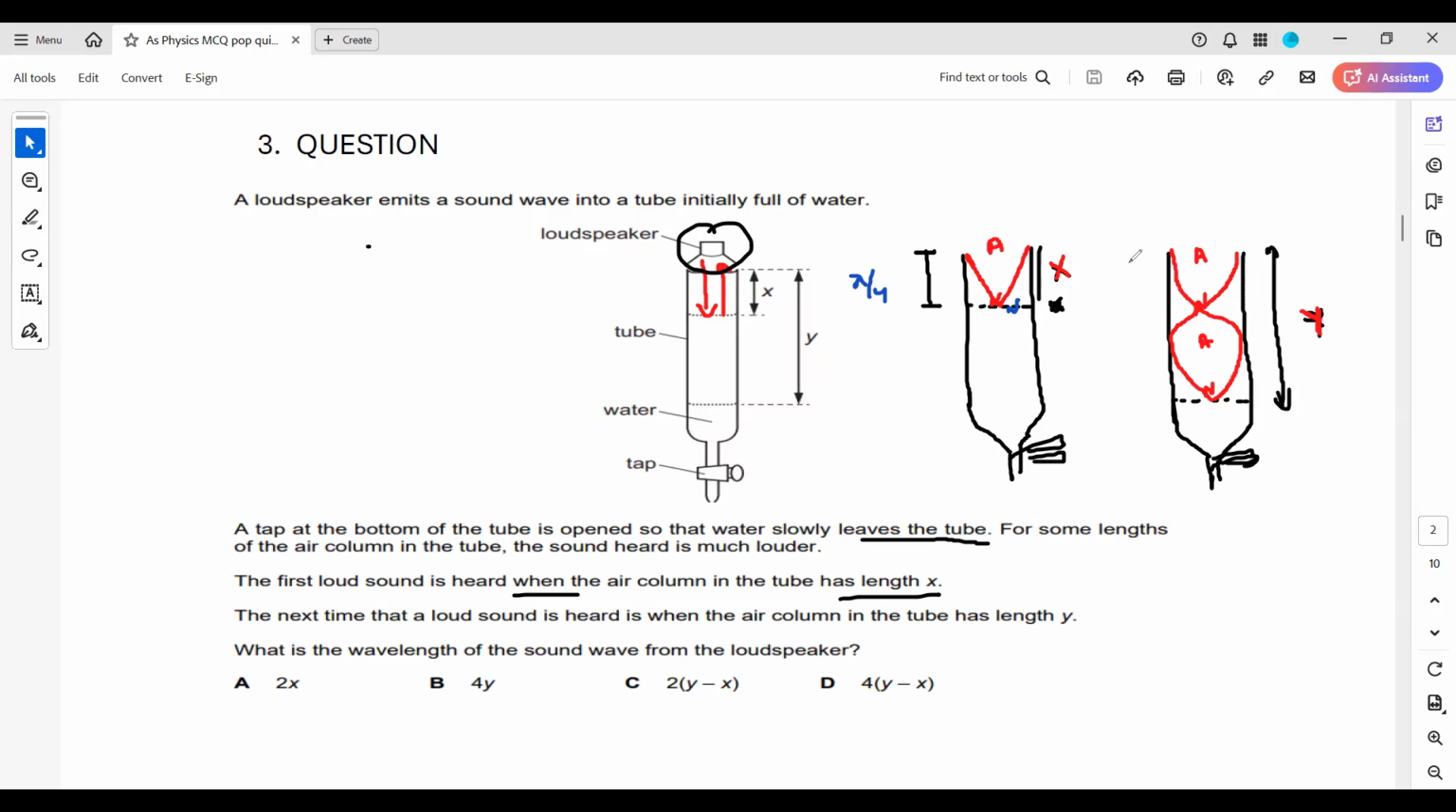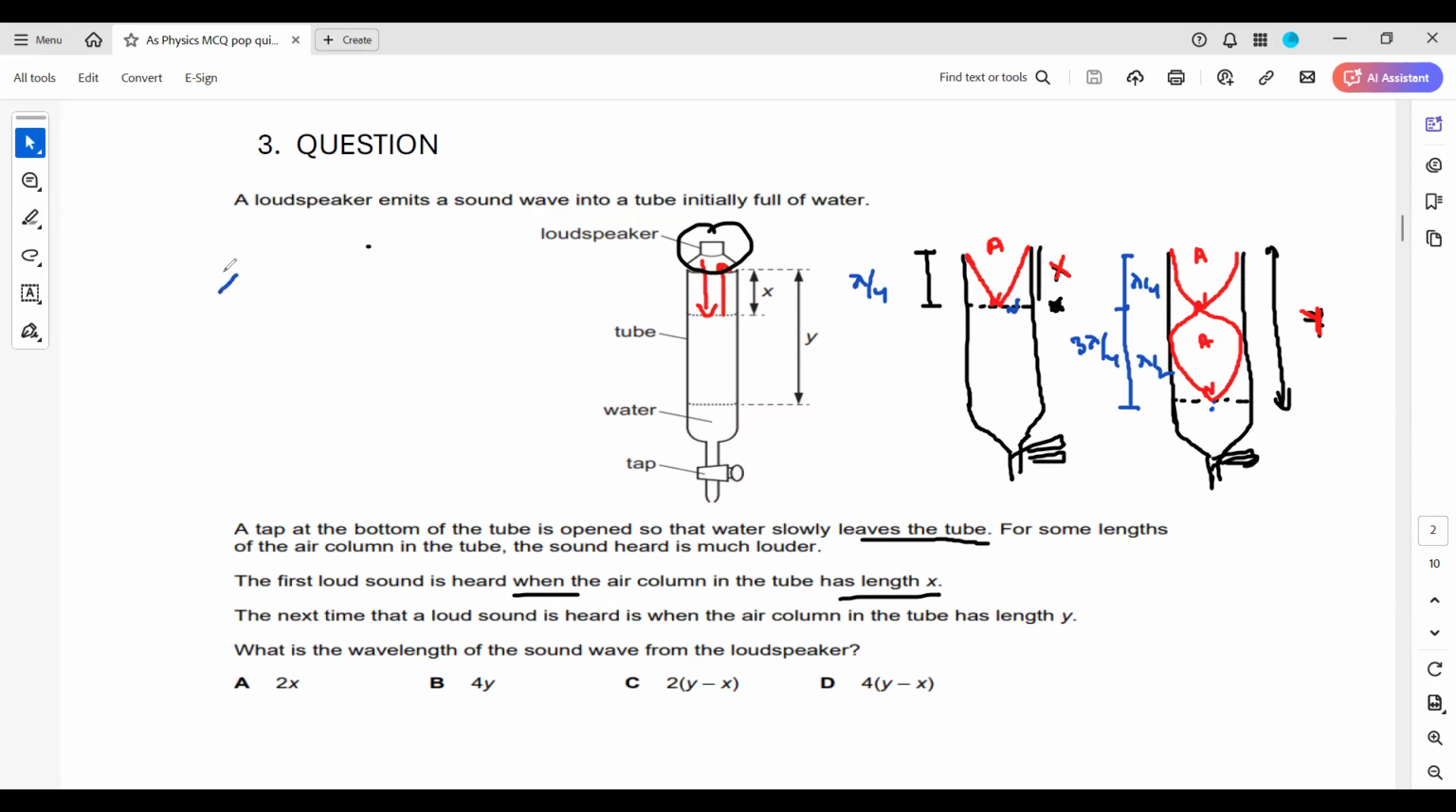And what about this one? The distance between two successive nodes is half of a wavelength, and this part is a quarter of a wavelength. So when we sum them, it will be 3/4 of the wavelength. So whenever we need the wavelength of a wave, we just subtract the two parts.